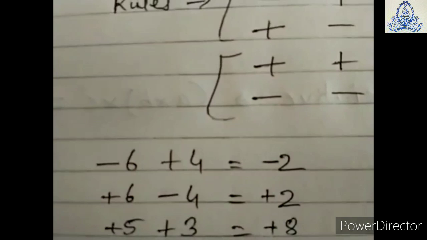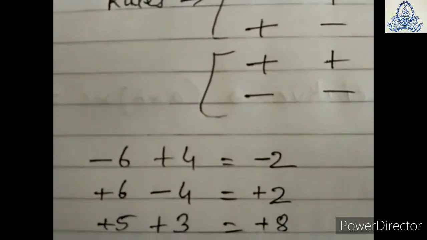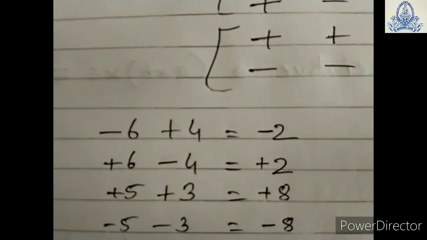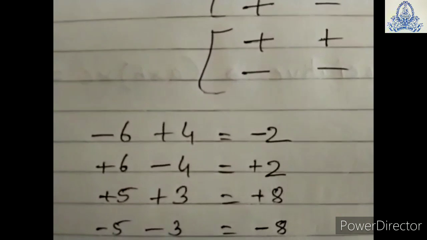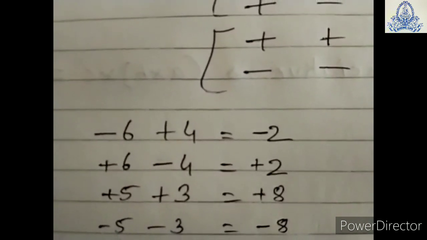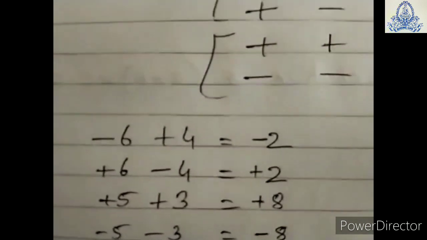+5 plus 3, we have to do addition, so +5 plus 3 is 8, and the sign is the same, that is +8. Same way -5 minus 3, we have to do addition, 5 plus 3 is 8, and we have a minus sign, so -8 will be there.